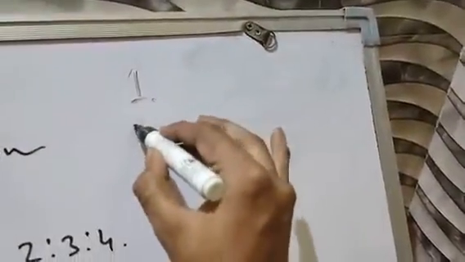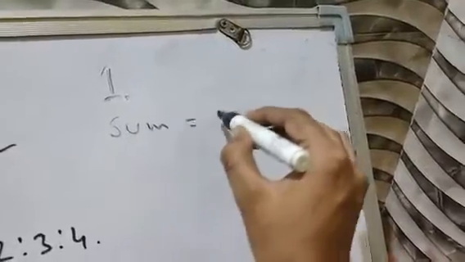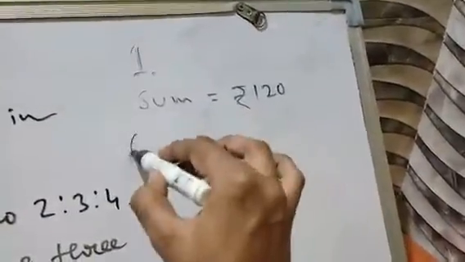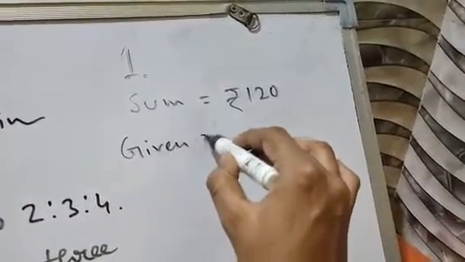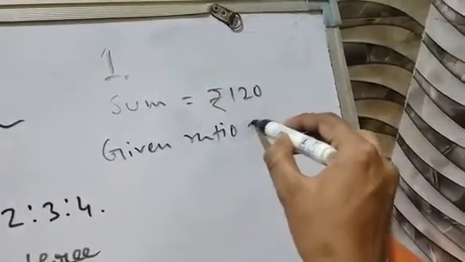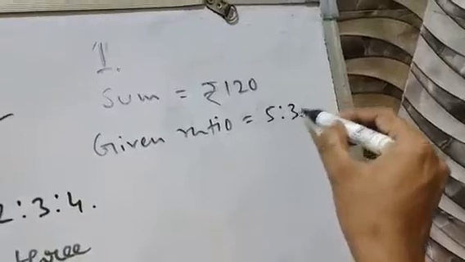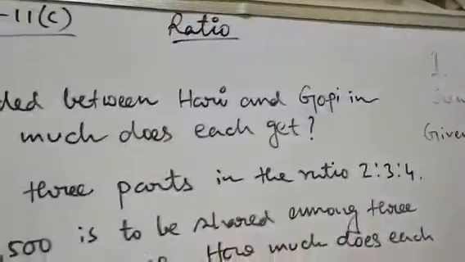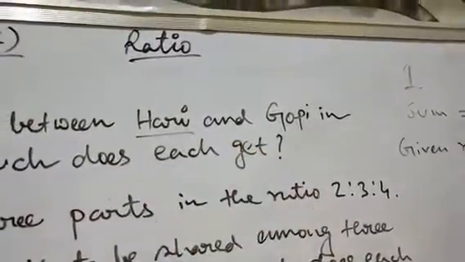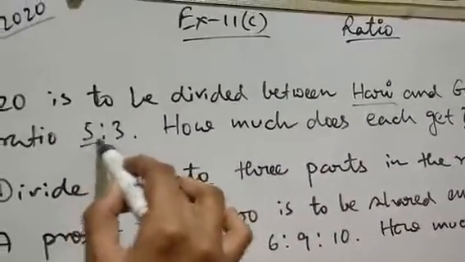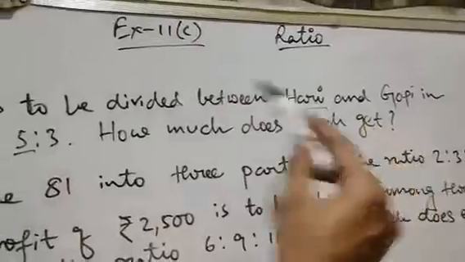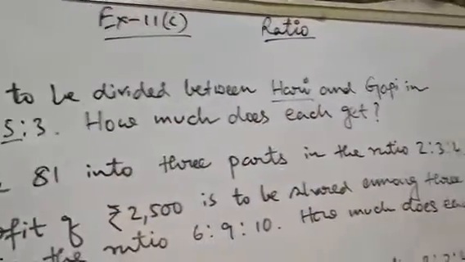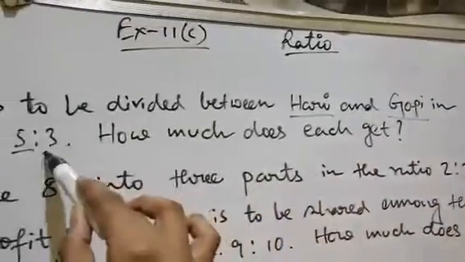Let's write first, sum equal to rupees 120. Given ratio is 5:3. Given ratio equal to 5:3. So the rule is that the first name is Hari. So therefore here the first number is 5. Therefore Hari will receive 5 rupees. If Hari receives 5 rupees, then Gopi will receive 3 rupees.